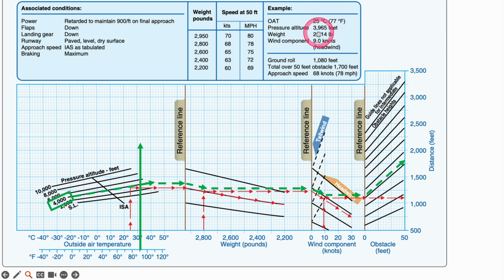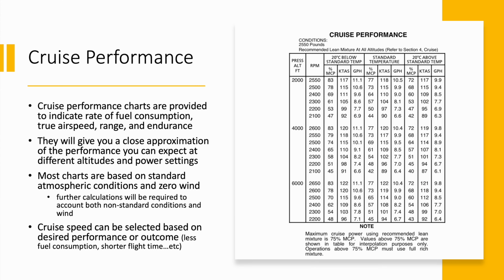So this is the information for the red lines right here. So 25 degrees Celsius, pressure altitude. Again, they're very close to the example that we used. And 9 knots of headwind, whereas we used 10. So a lot of these figures are pretty close. Cruise performance table. So use it just the same way you would the other ones we looked at.